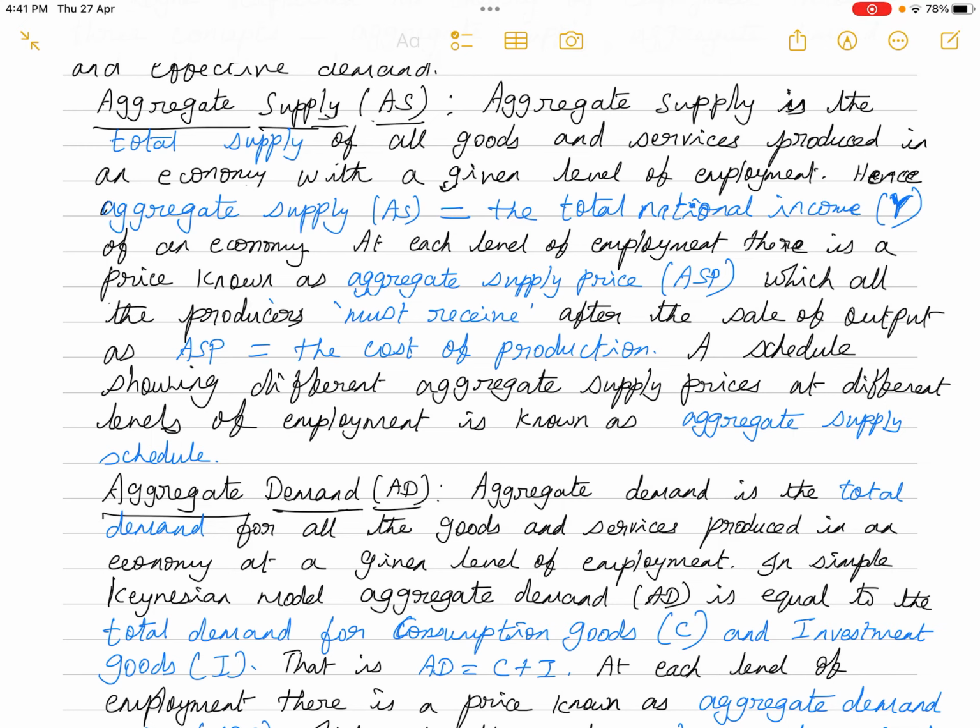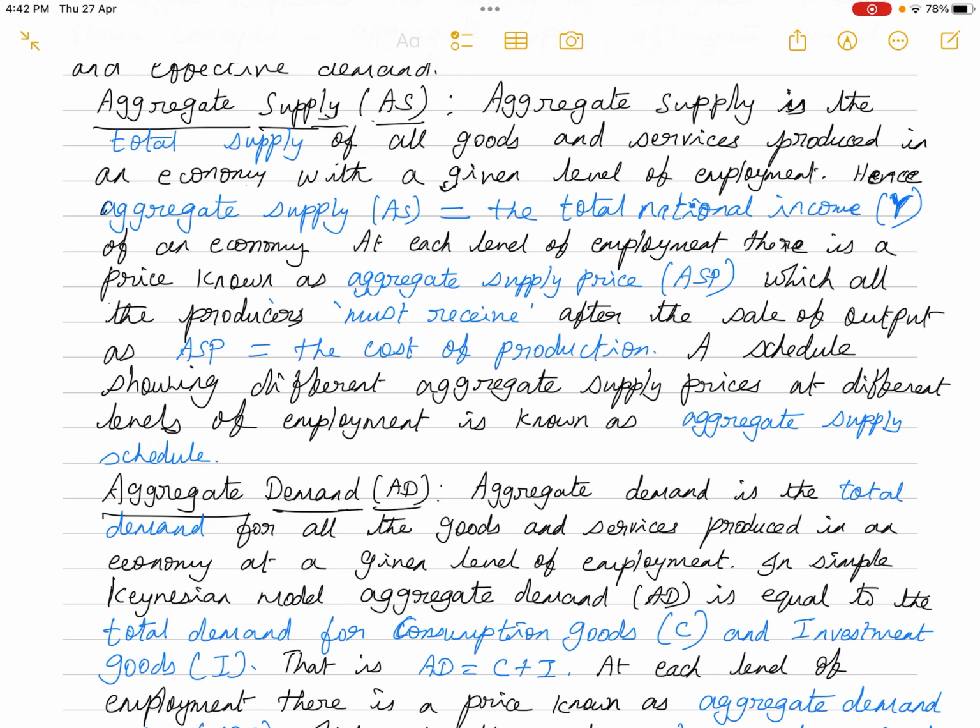With this level of employment of labor force, so many lakhs or crores or thousands of labor force are employed in a particular country, and with this much labor force in a country, they are producing so and so quantity of goods and services, isn't it? So that's why aggregate supply is the total supply of all goods and services produced in an economy at a given level of employment.